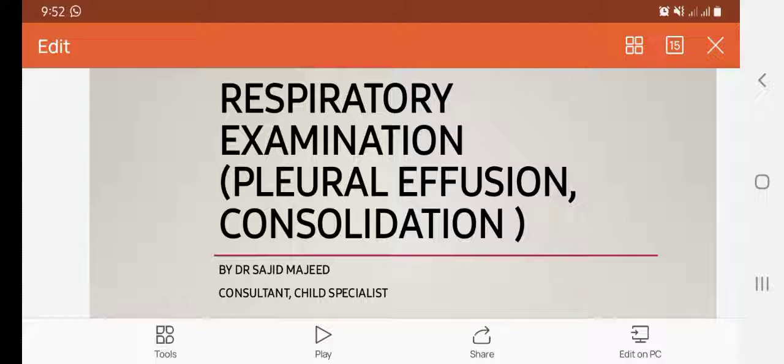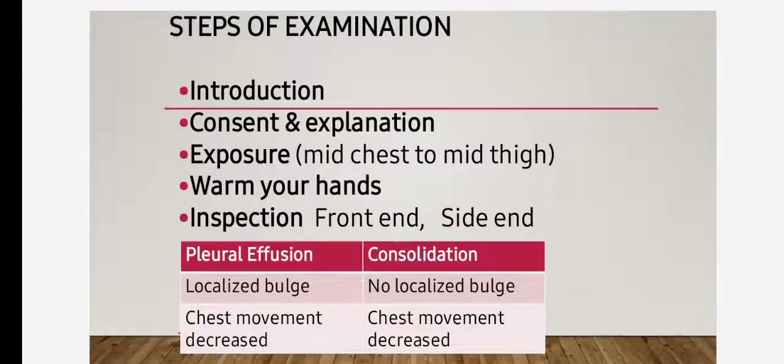Today I will discuss an important short case of chest examination. First of all, introduce yourself, then take informed consent. Rub your hands if outside is cold. Then make position of the patient.